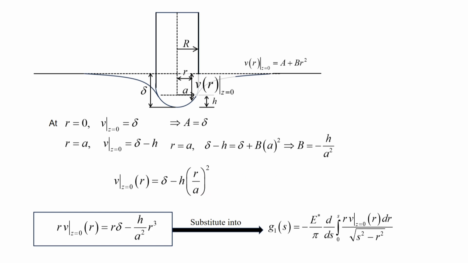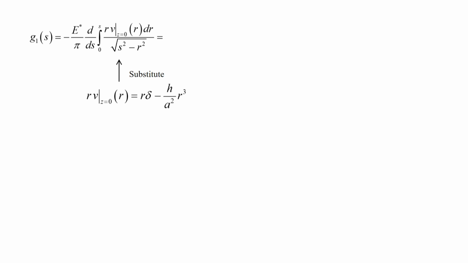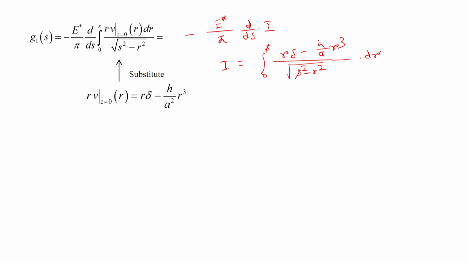Then we substitute that, and so here it is minus E square by pi, d by ds, let us say I call it I, and then my I is equal to integral from 0 to s of r into V(r) into this quantity. So this is basically r into (delta minus h by a, this is r cube), and this is square root of a square minus r square, and this is dr. Now, let us say I have to do integration by substitution.